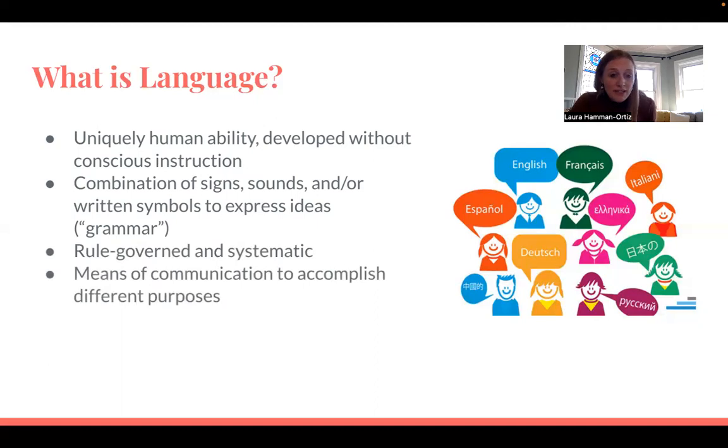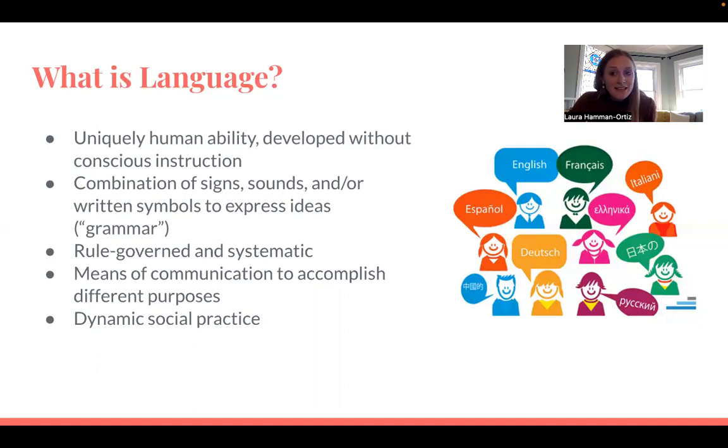Language is also importantly a means of communication that allows us to accomplish different purposes. We use language to express to somebody how we feel. We use language to inform someone of something. We use language to persuade. So language isn't just words that we form into sentences, but language is something that is used very purposefully to accomplish different communicative goals. And finally, building upon that, language is a dynamic social practice.